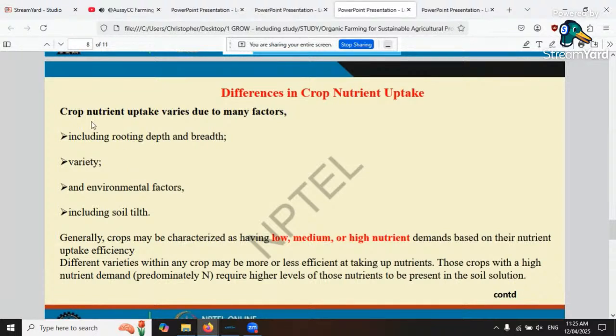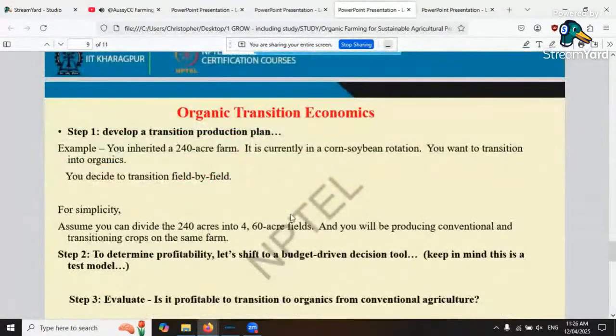Crop nutritional uptake varies due to factors including rooting depth and breadth, variety, environmental factors, and soil tilth. Generally, crops can be characterized as having low, medium, or high nutrition demands based on their nutritional uptake. Different varieties within any crop may be more or less efficient at taking up nutrients. Crops with a high nutrient demand require higher levels of the nutrients present in the soil solution.